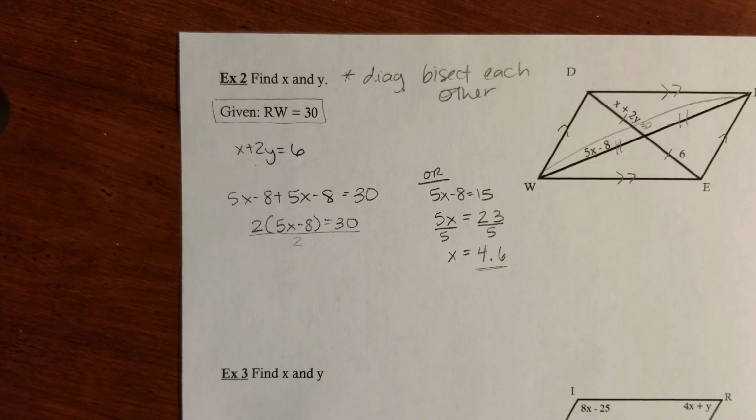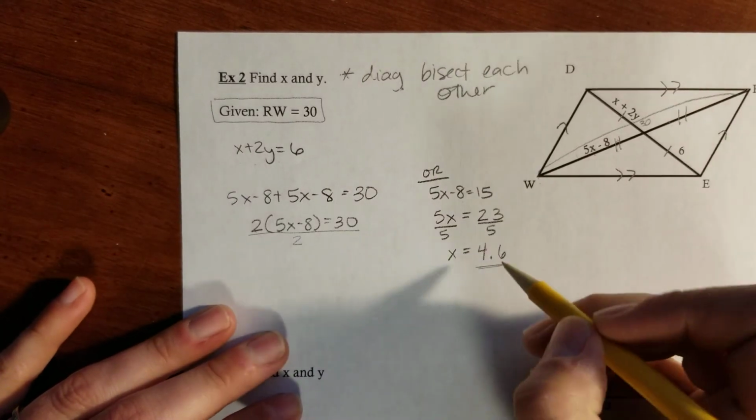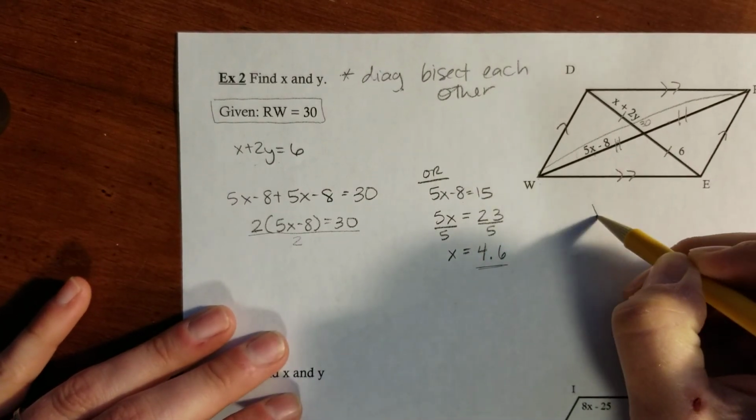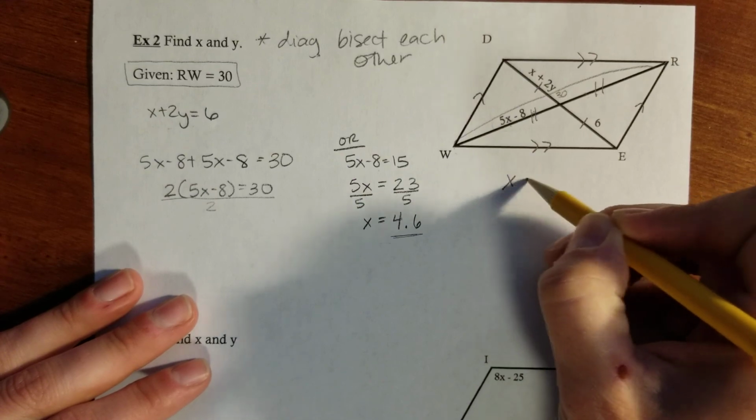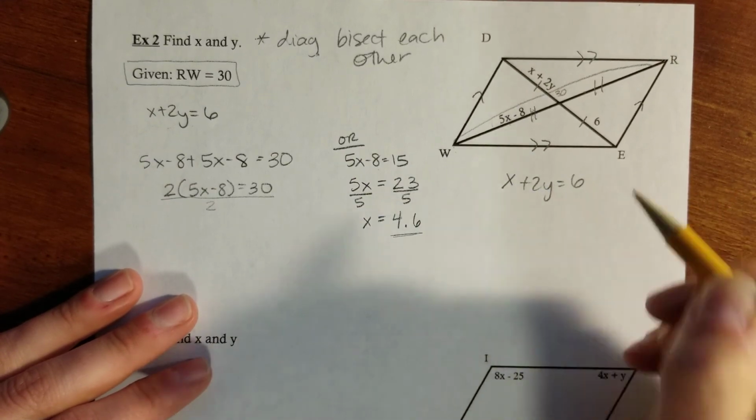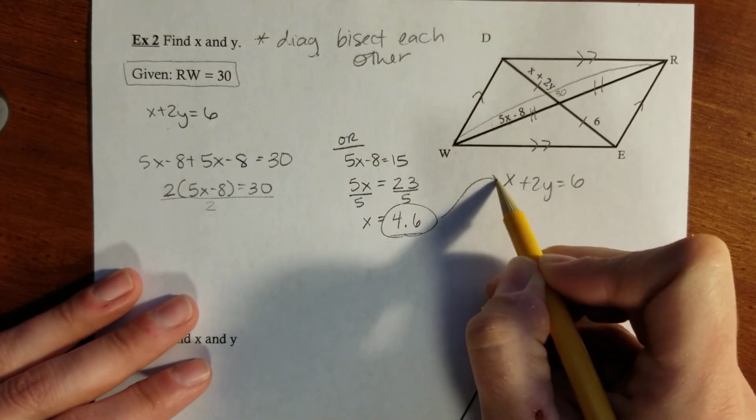That's 23, and then we're going to subtract 8, and that gives me 15. So I know for sure that's the right answer. All right, so now I'm going to take this, and I'm going to plug it into this problem, x plus 2y equals 6, so I can find y.